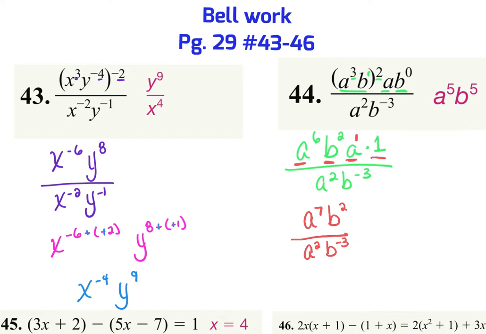So now that I've simplified those as much as possible, I'm going to go top to bottom. All right? So I'm going to say, for my a's, I have 7 minus 2. For my b's, I have 2 minus a -3. Well, 7 minus 2 is just a 5. 2 minus a -3 is also just a 5. They're both positive. Nothing moves. I'm done.